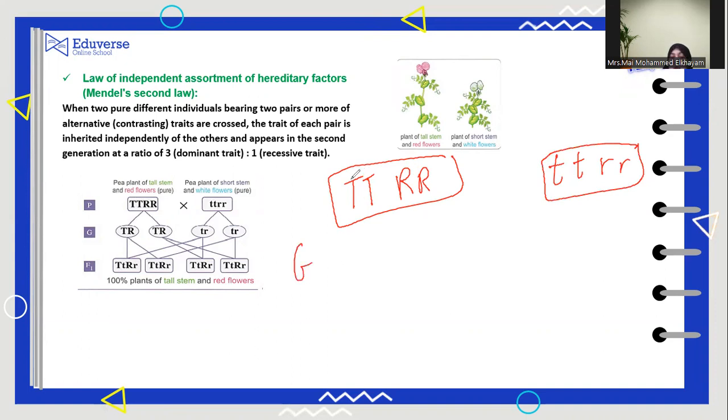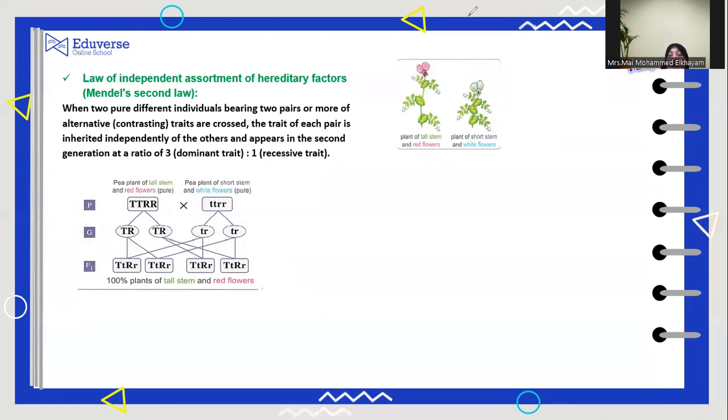Gametes. So the options for the gametes: I have 4 letters in the diploid, so I will have 2 letters in each cell because it is a haploid cell. The probability to take T capital with R capital is only one option. And here also I have only one option, T small, R small. I don't have any problem here, but we're going to check this from the second generation.